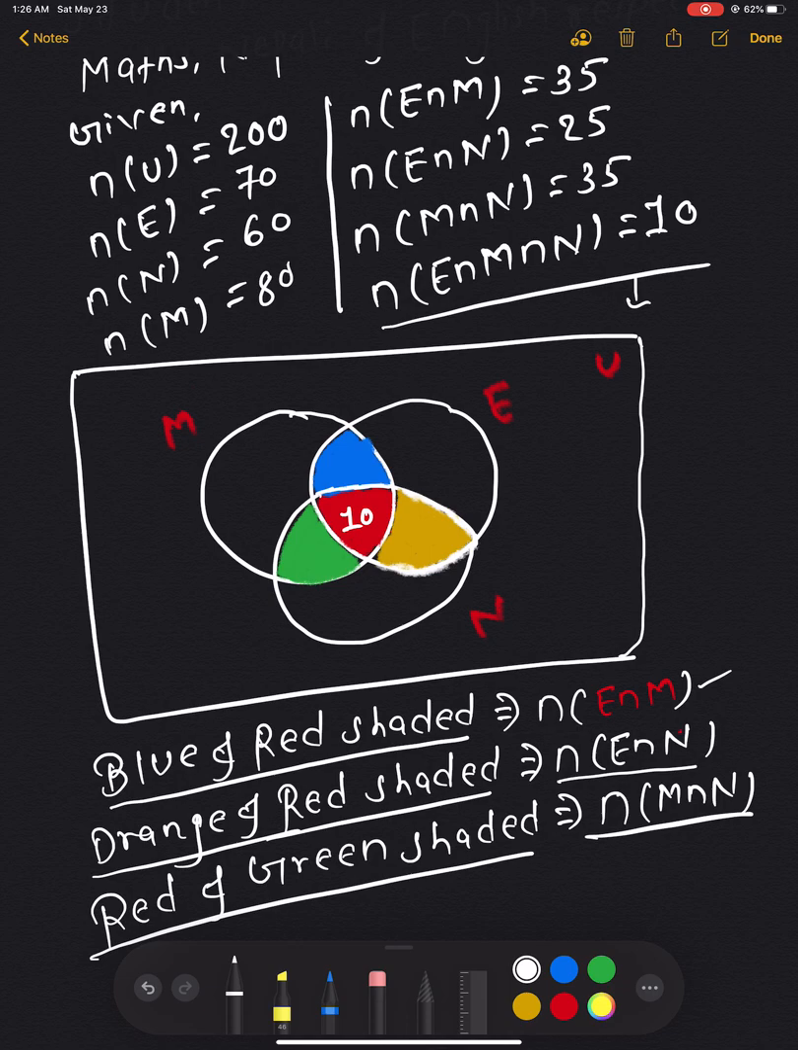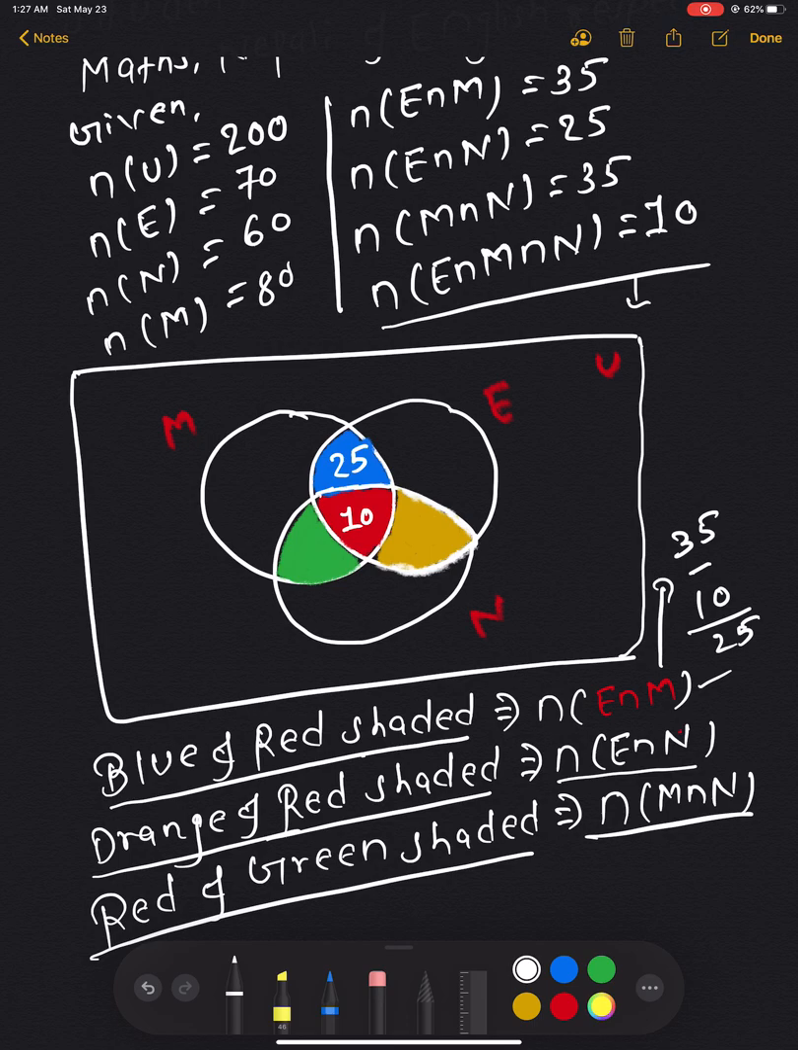And it says that the blue and red shaded part is the intersection of E and M, where E and M is your how much? 35, and the red shaded part is your already 10. So what is the left value for blue shaded part? 35 minus 10, 25, right? So write it down 25 over here.